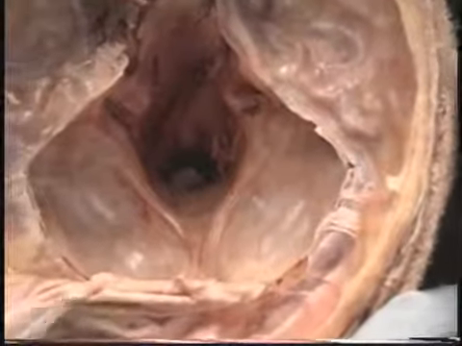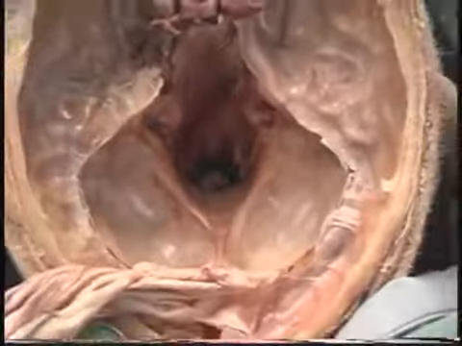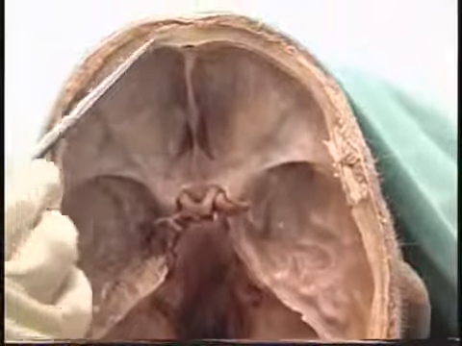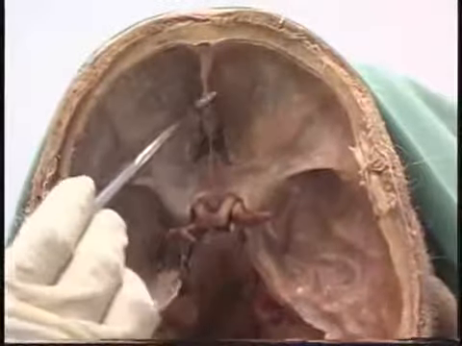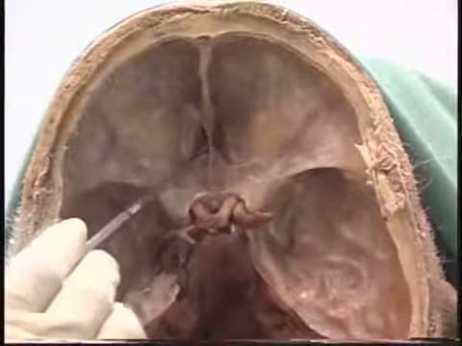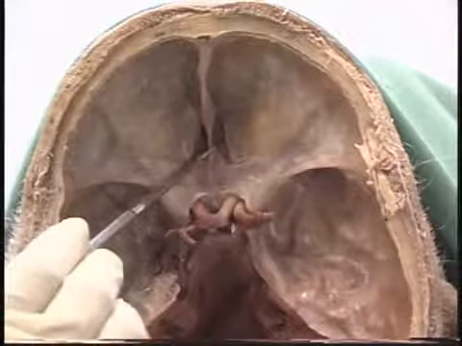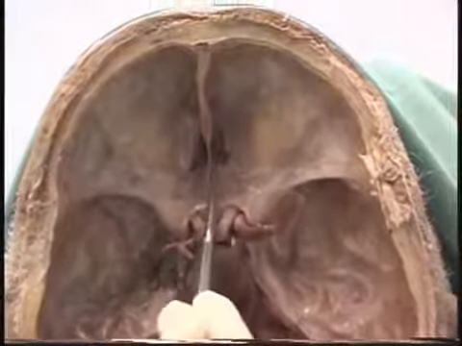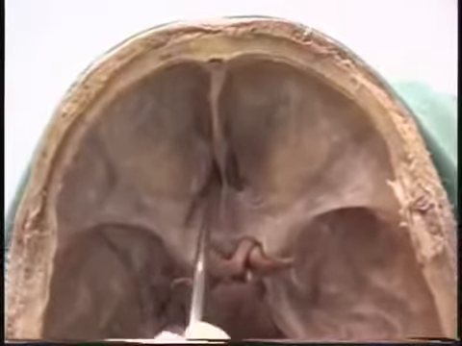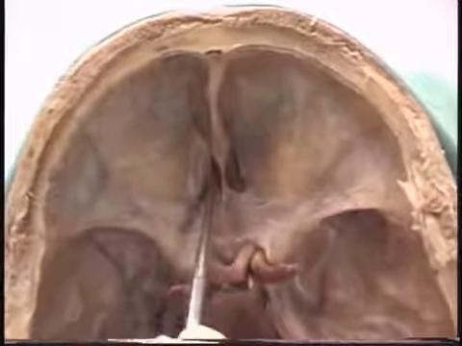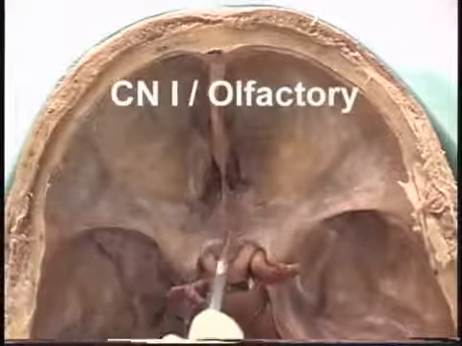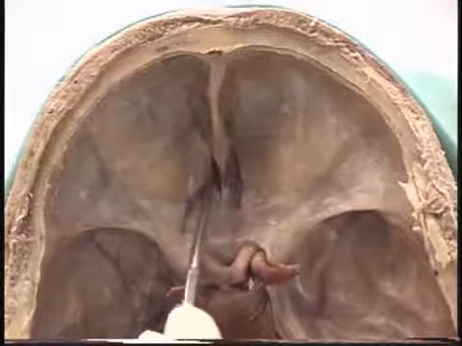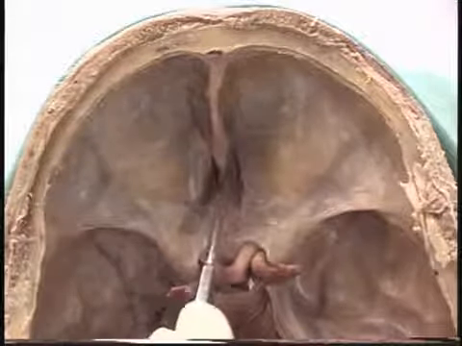Let's start with the cranial nerves. Let me go into the anterior cranial fossa. There is the frontal bone here, and here is the position of the crista galli in the middle of the anterior cranial fossa. Now I am pointing to the olfactory bulb. That's where your first cranial nerve, the olfactory nerve, is going to come out and pass through the cribriform plate to the nasal cavity.